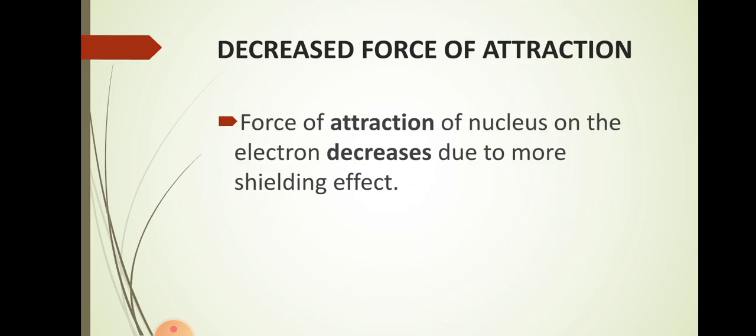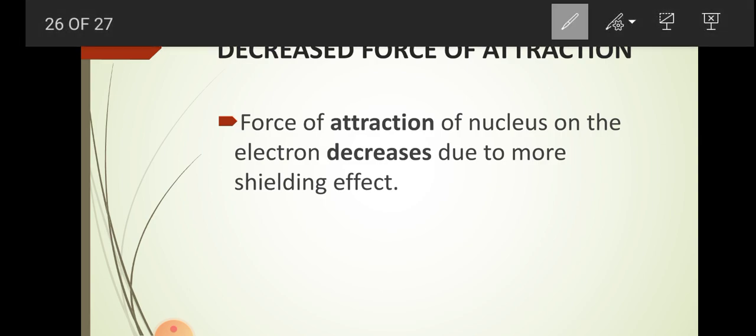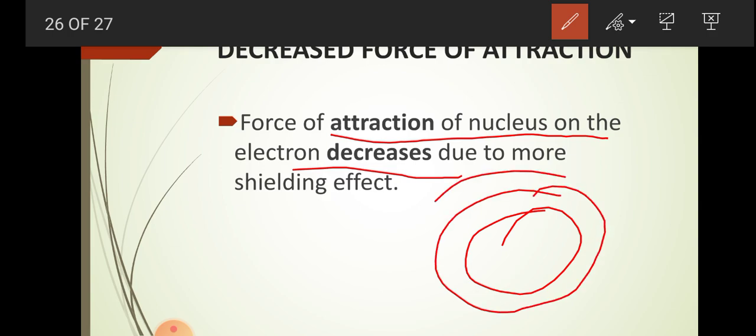Decrease in the force of attraction. Now from top to bottom in the groups, the force of attraction of the nucleus on the electron decreases due to the more shielding effect. Okay, what is happening to the force of attraction? The force of attraction of the nucleus on the electron decreases, because the number of shells increases.